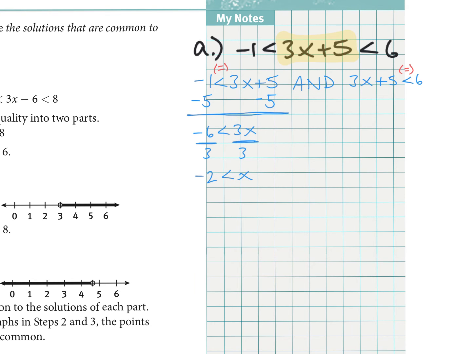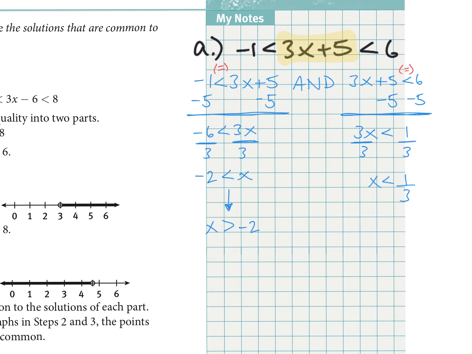Now, I know most of the time I really suggest you solve these inequalities by putting x on the left. It makes your life a lot easier. But sometimes that's not always the case. So we may have to rewrite this again. If we rewrote this with x on the left, think about how -2 is less than x. That means all of our x values have to be bigger than -2. So I want to say x is greater than -2. Go ahead and solve the second inequality and figure out what that's going to be.